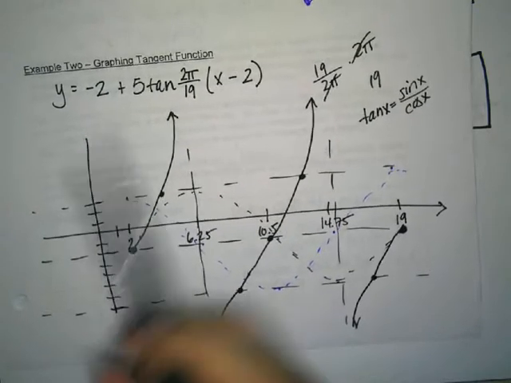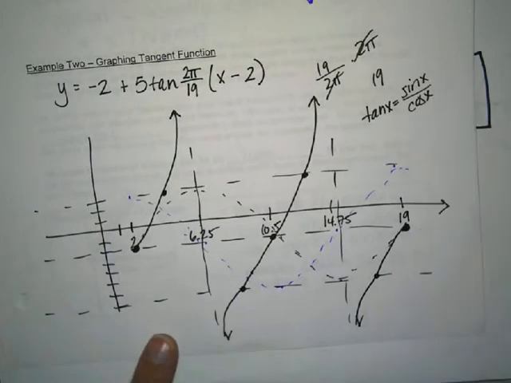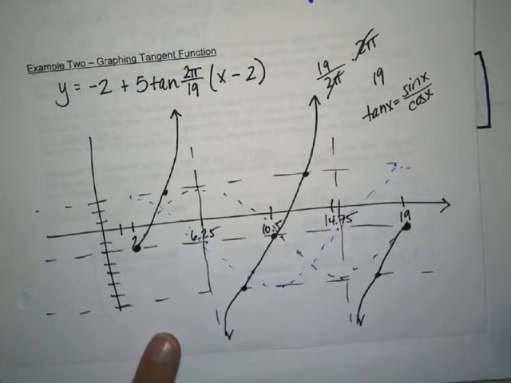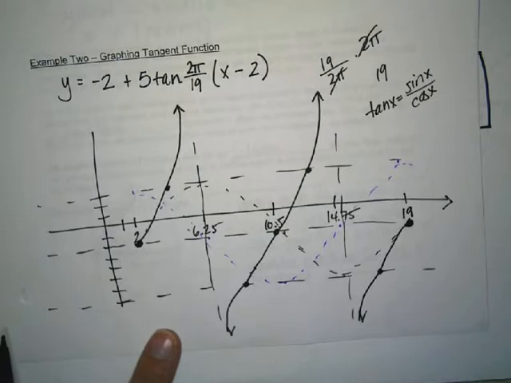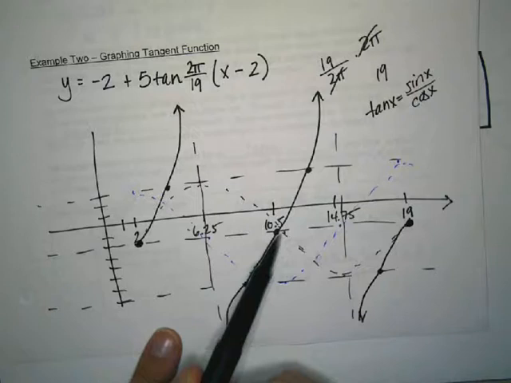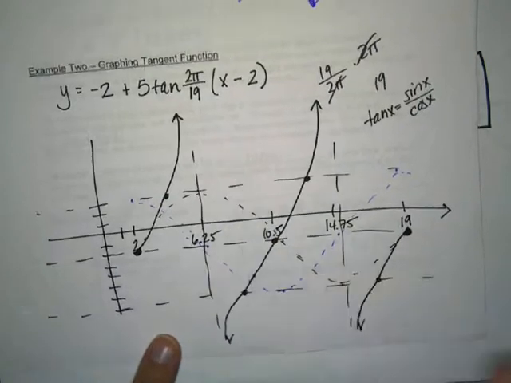So you graph cotangent the same way, but the asymptotes will end up in different places because then sine's on the bottom. So they would end up here. Sine's on the bottom, so they'd end up here, here, and here instead. But you'd have the same curvature going on, except you'd be going left to right, decreasing.